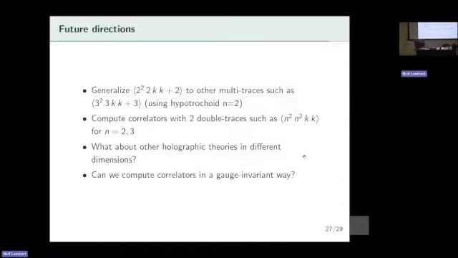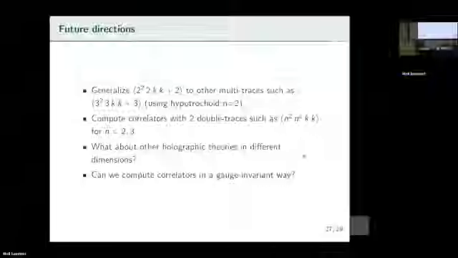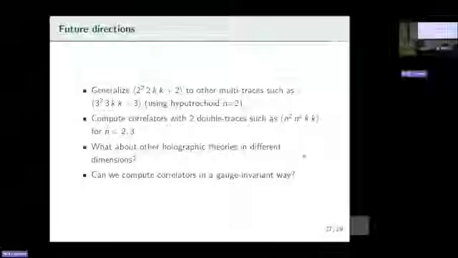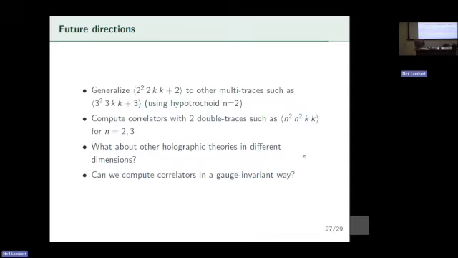So in the future, we would like to consider the correlator of this type, 3 squared 3 k plus 3, which will be based on the double trace operator with dimension with a number n, and further on we can also try to obtain the correlators with 2 double traces, like n squared kk for small n. And even more interestingly, it will be to consider the generalization of the same technique to the holographic theories in other dimensions for which we know the bubbling geometries.